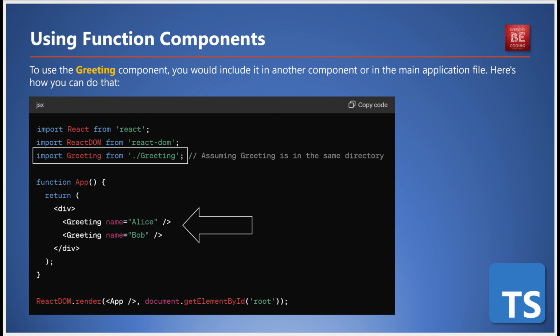To use the Greeting component, it would be included within another component or the main application file. For example, in an App component, you might use Greeting multiple times to greet different users. Each time you pass a different name as a prop, like Alice or Bob. This App component would also be rendered to the DOM using ReactDOM, targeting a specific element in your HTML file.